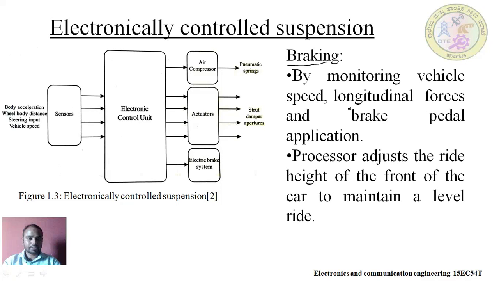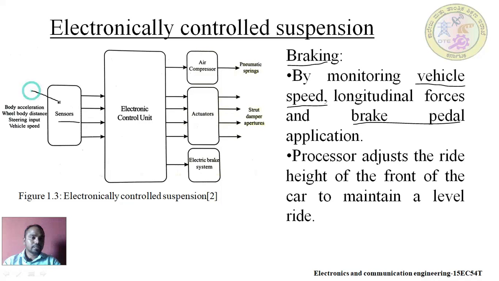What do you mean by braking? In the previous slide, we have seen that when the driver wants to stop a car, he applies a sudden brake. Under that condition, we gather the information from the brake pedal, and at that time the vehicle speed gets reduced. This information is captured by the sensor.